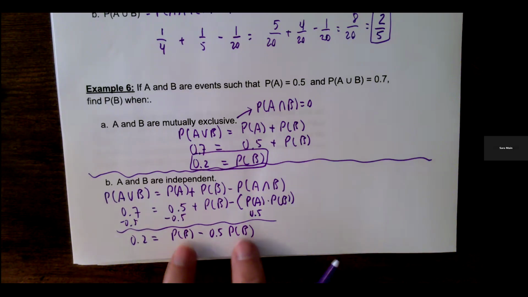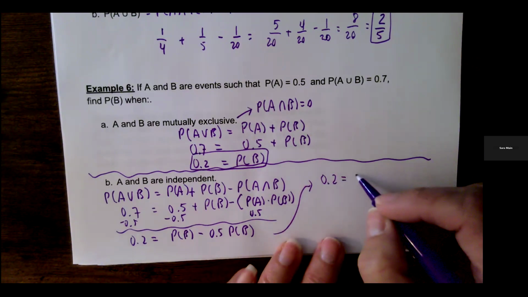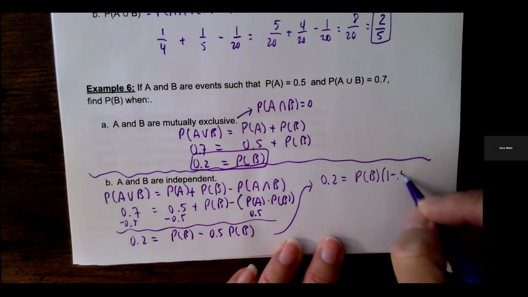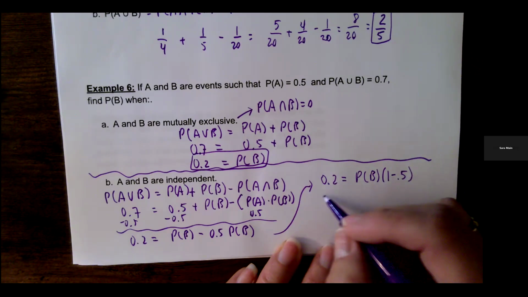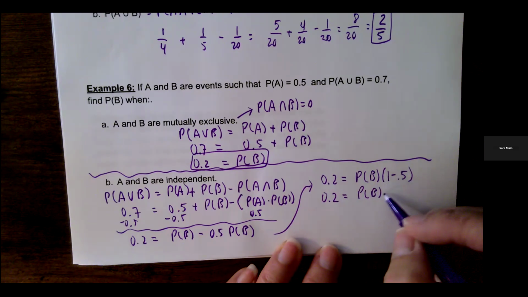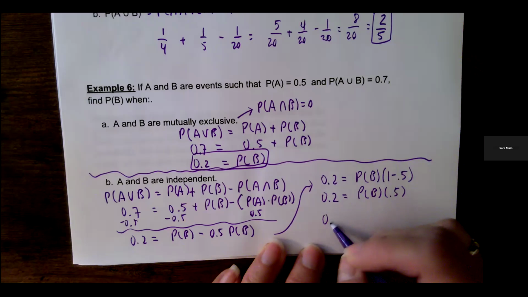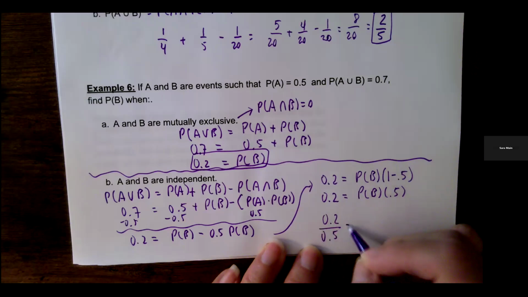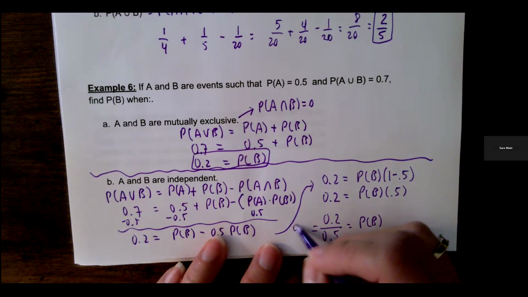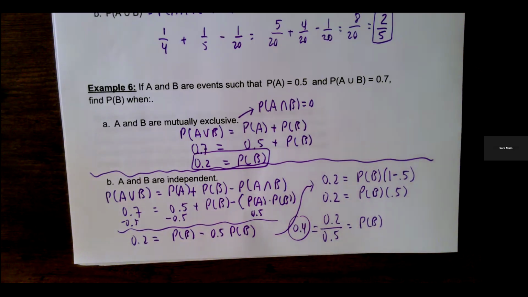So if we factor out the probability of B, we will have 0.2 on the left. We pull out our probability of B, and then we have left 1 minus 0.5. And 1 minus 0.5 is 0.5. And so we can divide both sides by 0.5 to solve for the probability of B. Haven't done a little algebra in a while this semester, so this is fun. So 0.2 divided by 0.5 is 0.4.